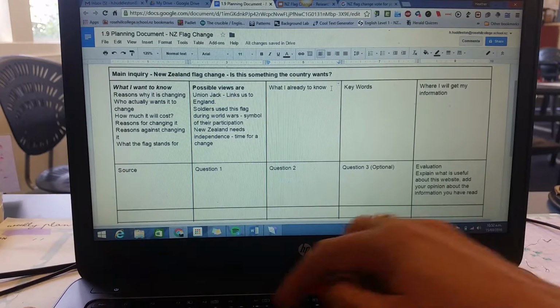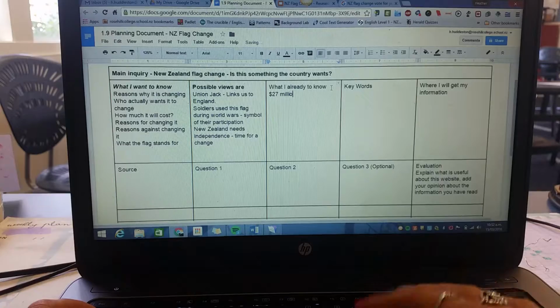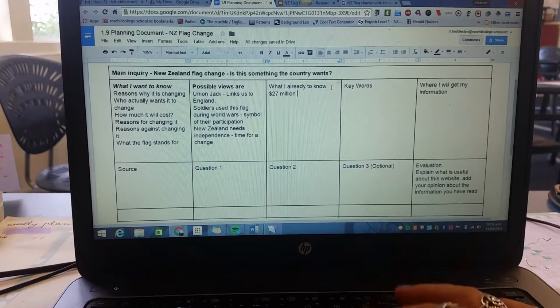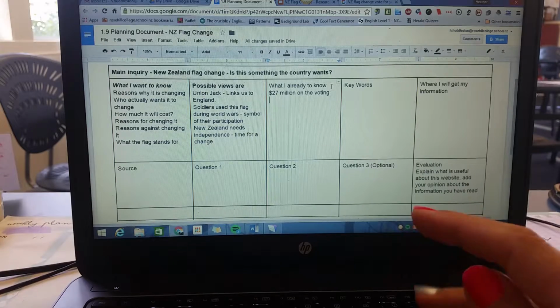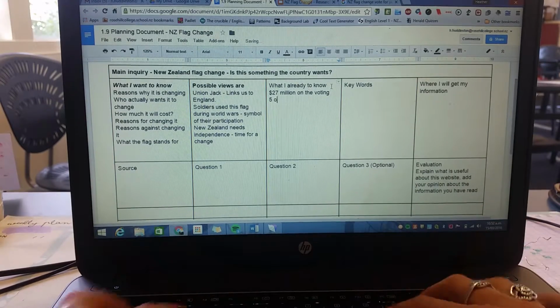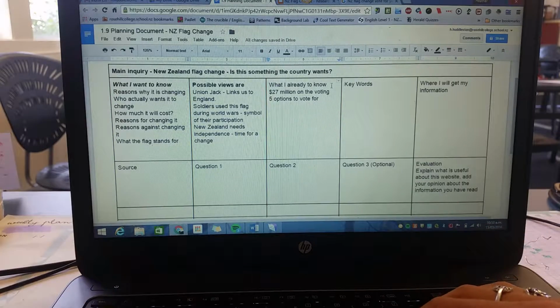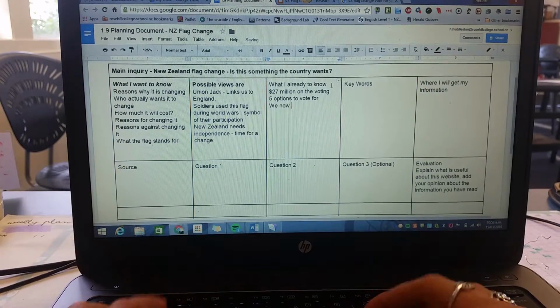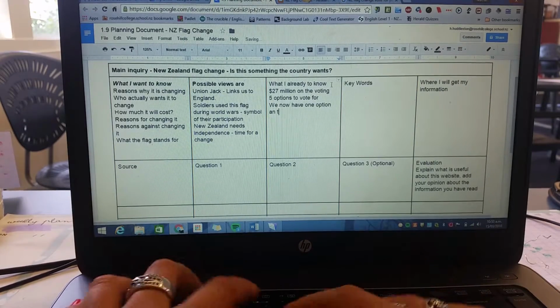What I already know is that they have spent $27 million on the voting. I know that there were 5 options to vote for, and we now have 1 option and the original flag left.